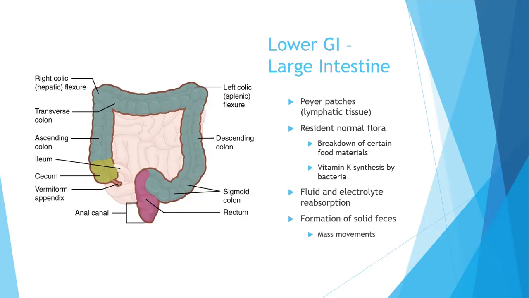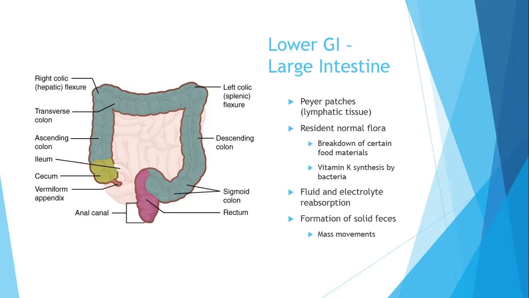So the lower intestine is the major site for fluid and electrolyte reabsorption. So basically, your food goes through and the stomach churns it all up, and the pancreatic and bile enzymes break down the food. The nutrients are absorbed in the small intestine and some of the fluid, and then the rest of the fluid and electrolytes are absorbed in the large intestine. And then what's left is formed into solid feces. And out it goes, hopefully.